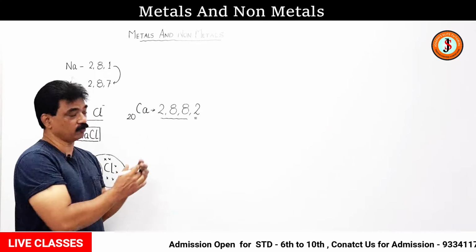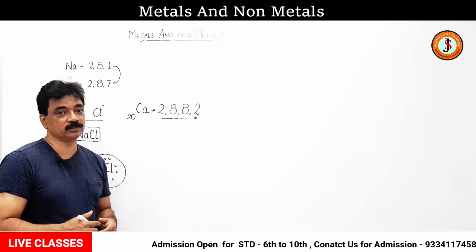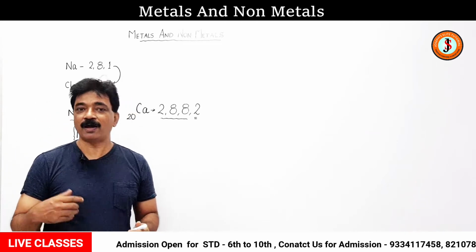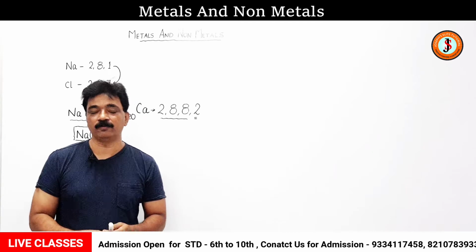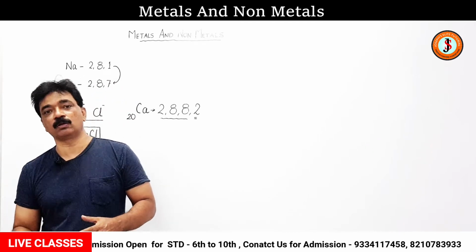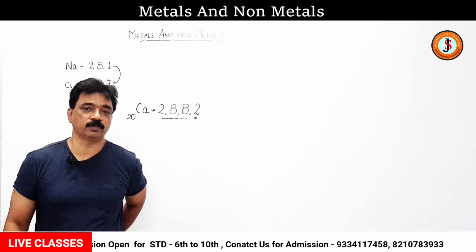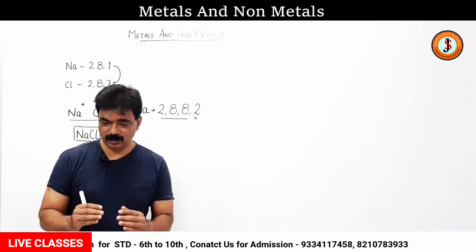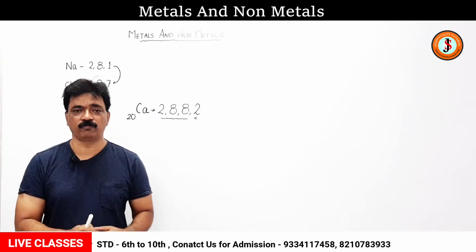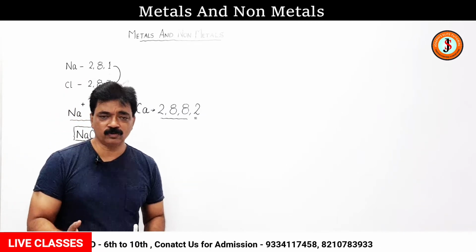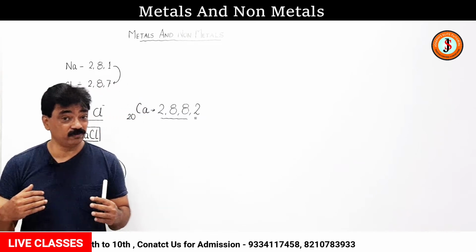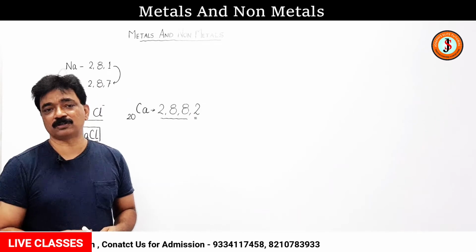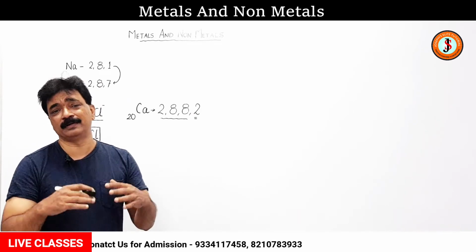This is one of the things you have to understand. Generally, when you see the electronic configuration of metals, the valence electrons will be 1, 2 or 3. That means the outermost orbit of metals will contain 1, 2 or 3 electrons. Now there are 1 or 2 exceptions, like hydrogen, whose atomic number is only 1. Therefore hydrogen will contain 1 electron in its outermost orbit, its only electron.